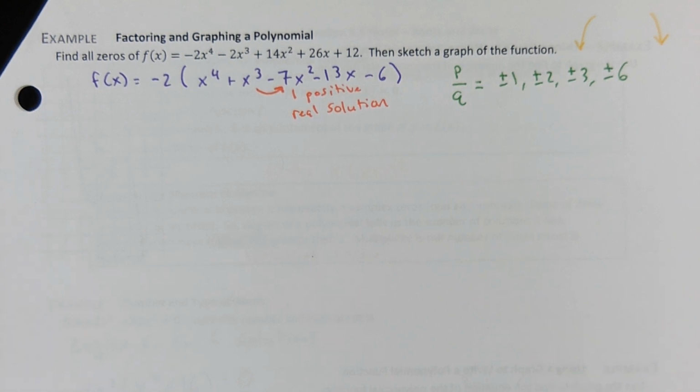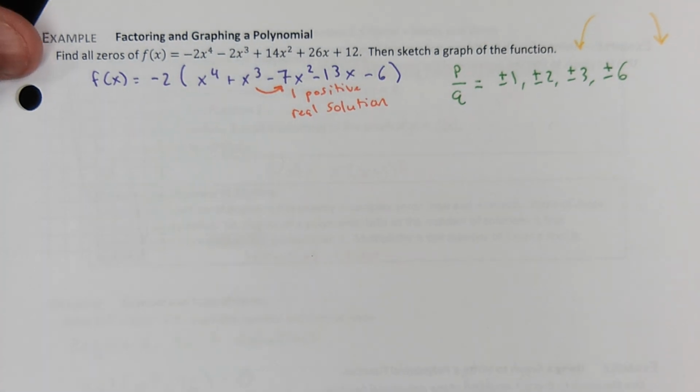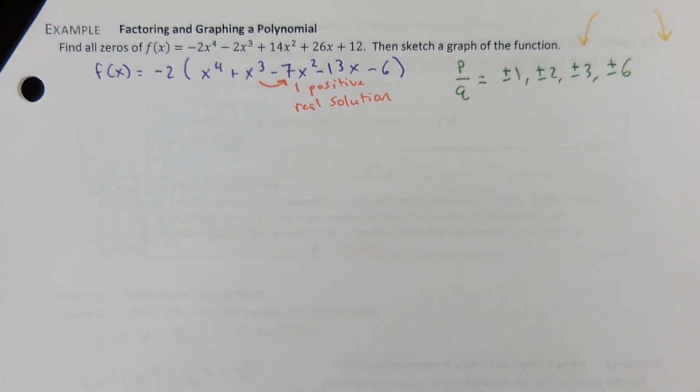Okay. Unfortunately, it doesn't help at all in this question. But, you know, you win some, you lose some. It's not a big deal. Remainder theorem time. Let's start checking numbers. The easiest number to check is always going to be positive 1.